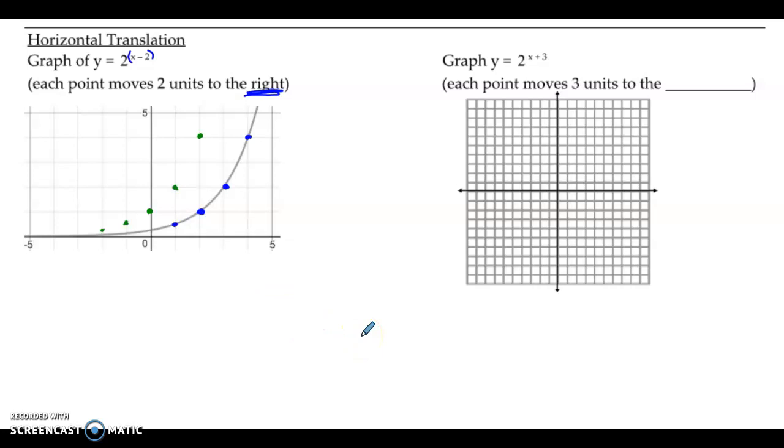So go ahead and pause your video and see if you can do this next example. Again, I would start with those original points. So you had 0, 1, 1, 2, 2, 4. We could add 3, 8.